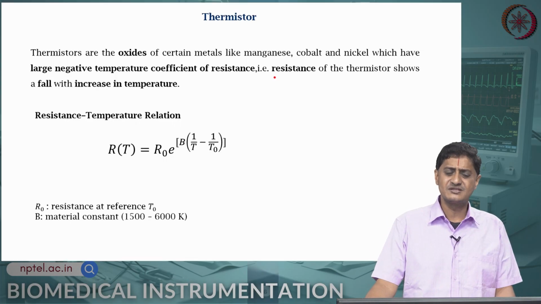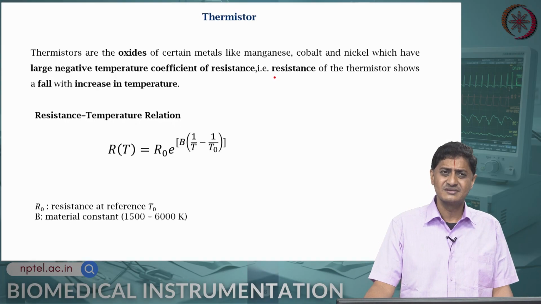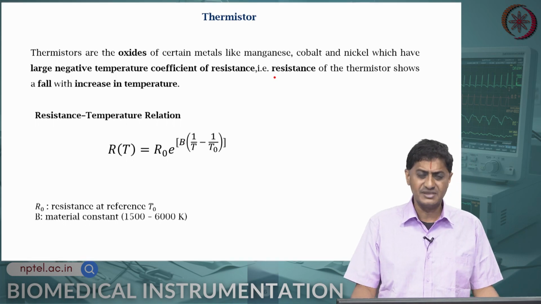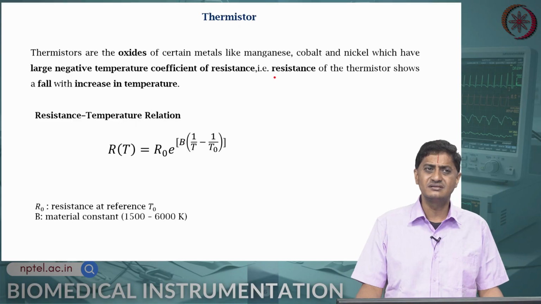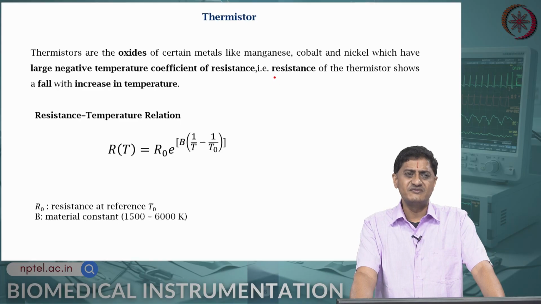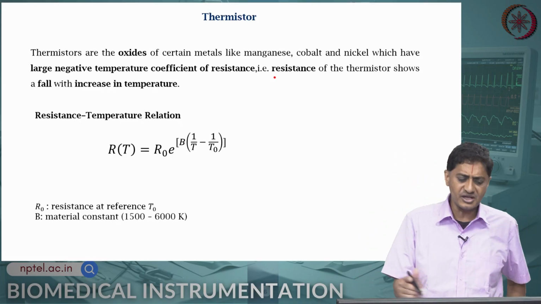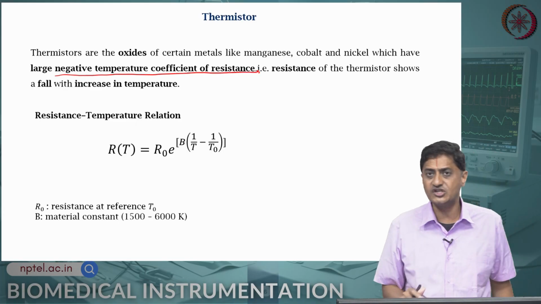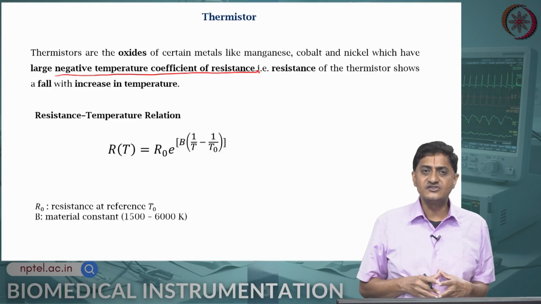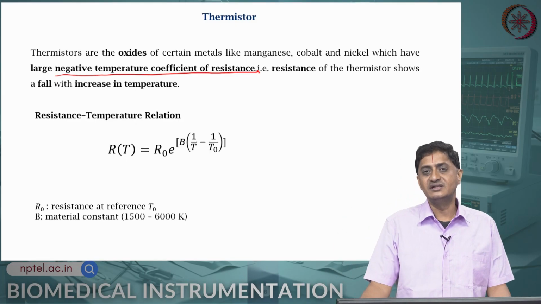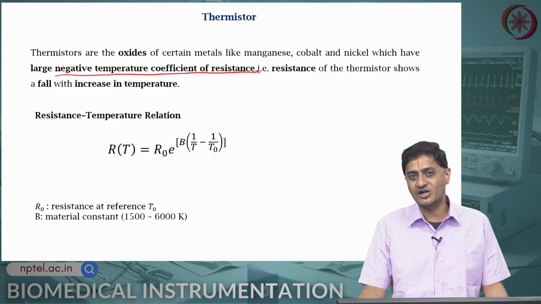Thermistors are essentially special materials. These are essentially oxides of certain metals like manganese, cobalt and nickel that have a specific property. We discussed this in one of the previous videos. A specific property of these materials is that they have a negative temperature coefficient of resistance. That is, the resistance of the thermistor reduces with an increase in temperature. That is very much unlike metals.